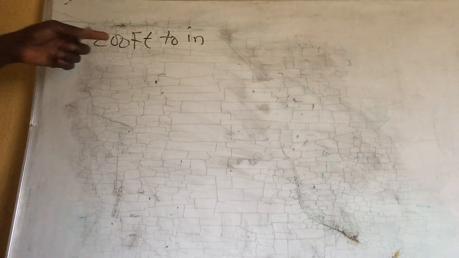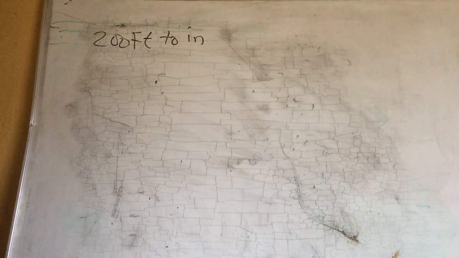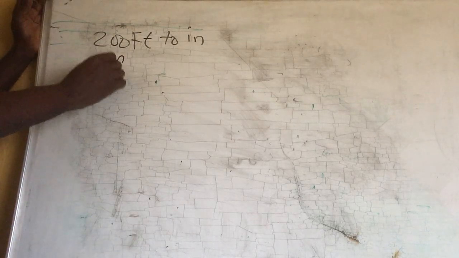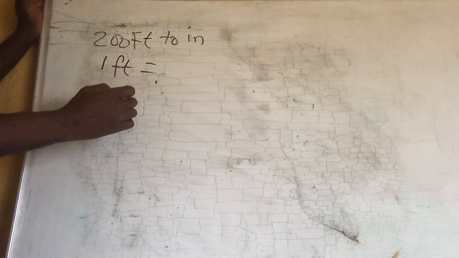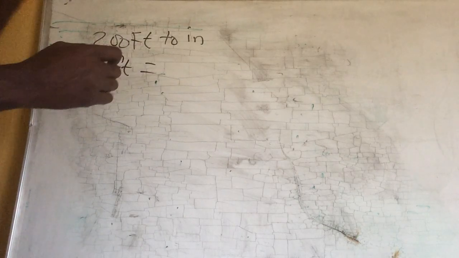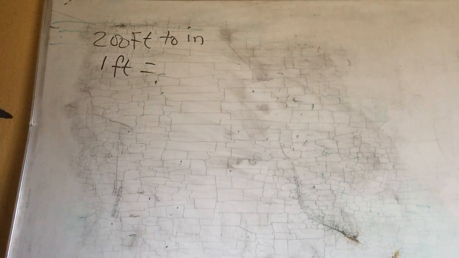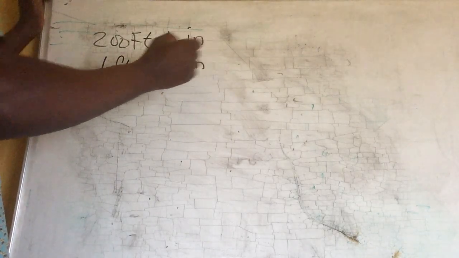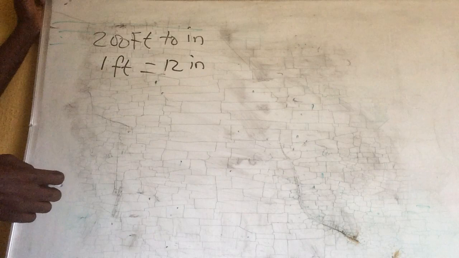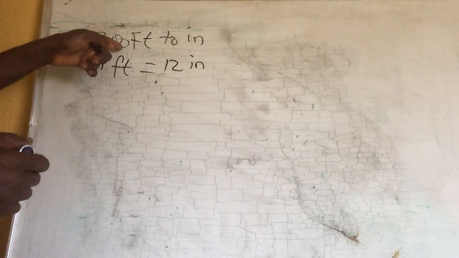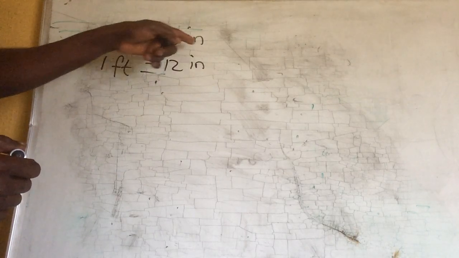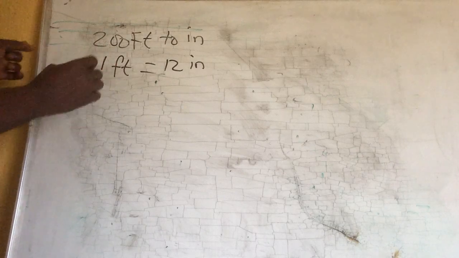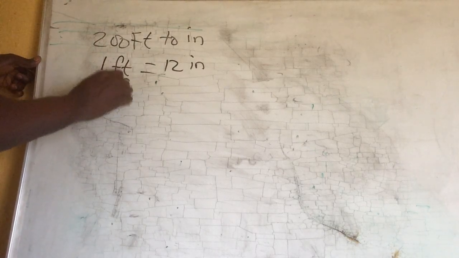You check the relationship between feet and the inch. The relationship between feet and inch, which I have given to you, is 1 foot is equal to what? 12 inches. So now converting 200 feet to inches, you take the 200 feet to the side of feet.